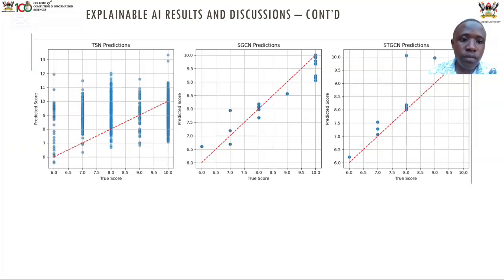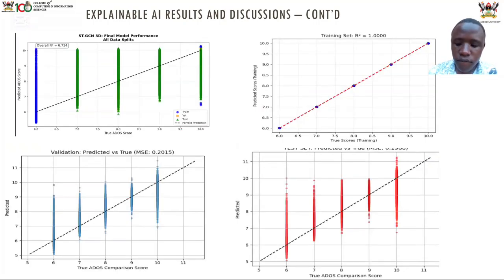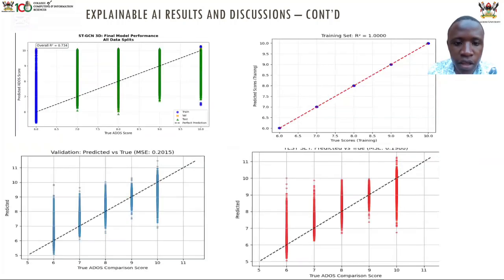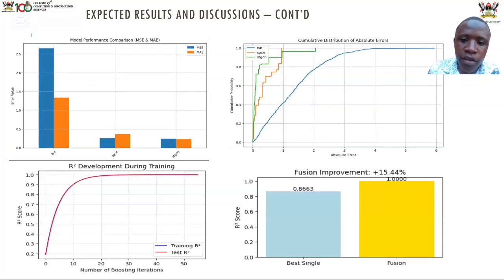So these are some of the graphs of how the models performed. From the insights we can learn that these models were performing well. They were learning, and this is the comparison of the 3 models. Then this is how the fusion model scored against the best model.